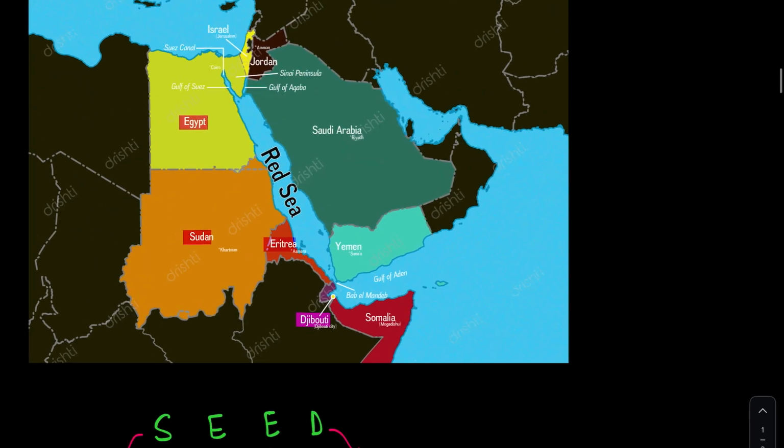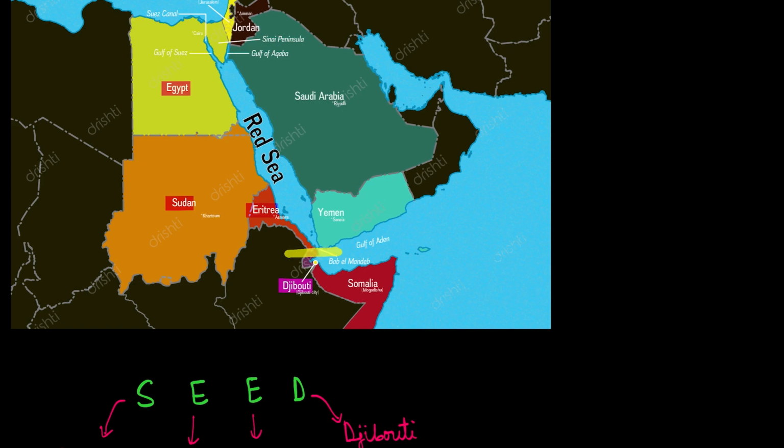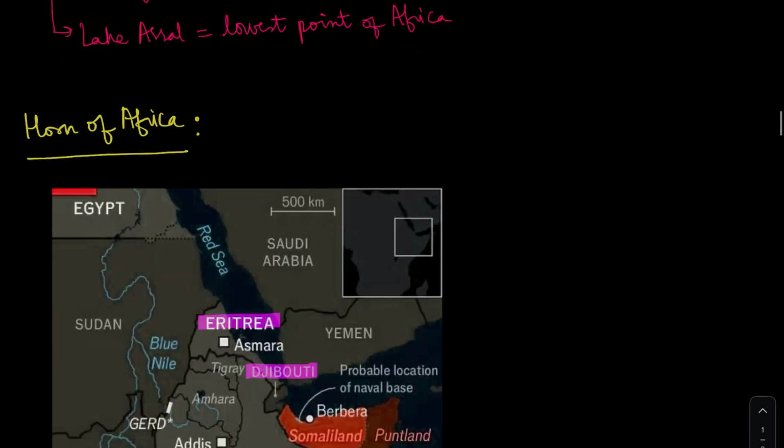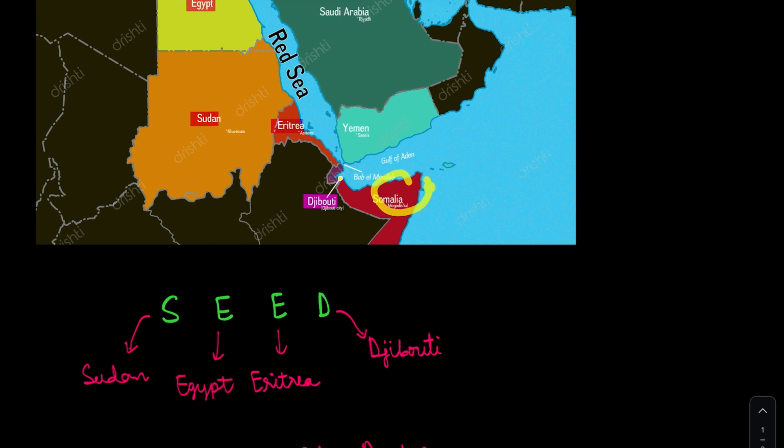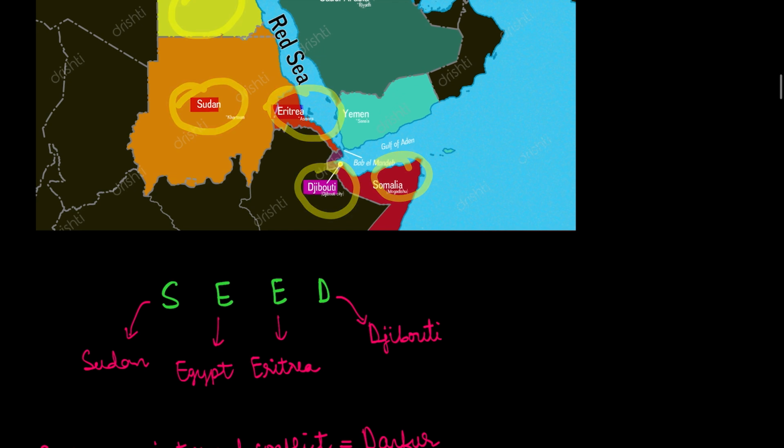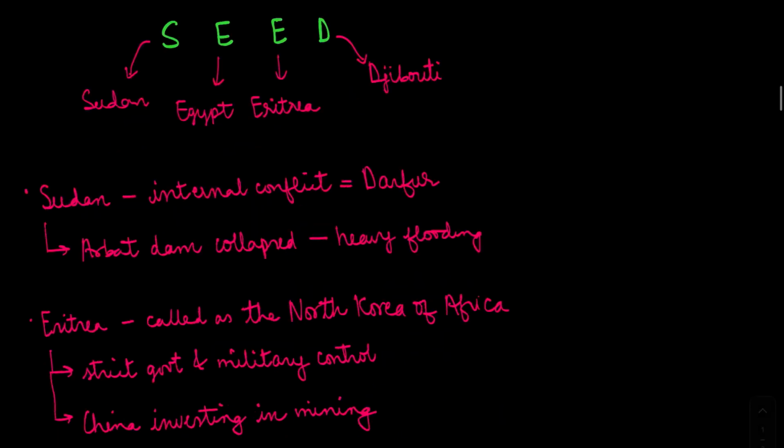So Ethiopia does not have a coast. It's a landlocked country. So this can also be remembered by the acronym SEED, where S stands for Somalia, E for Eritrea, E for Ethiopia, and Djibouti. So earlier we had Somalia, Eritrea, Sudan, Egypt, and Djibouti. So in the Horn of Africa, instead of Egypt, we have Ethiopia. This is the country of Ethiopia right over here.